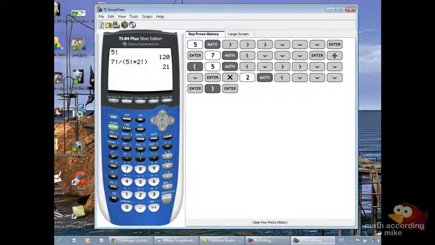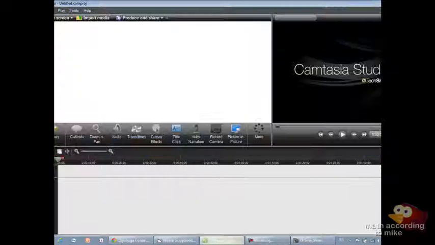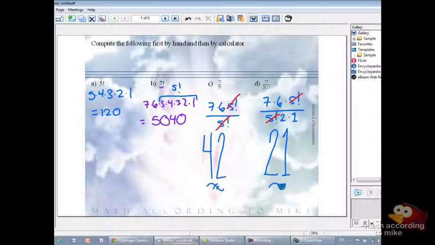In practice, if you want to do it by hand, cool. If you want to do it by calculator, cool. I would prefer calculator because it'll go a lot faster, and later on we're going to have really big numbers. You'll notice that even after 5 factorial we were already in the hundreds, and 7 factorial we were already in the thousands. So it's better that you do it by calculator, and then you should be okay.